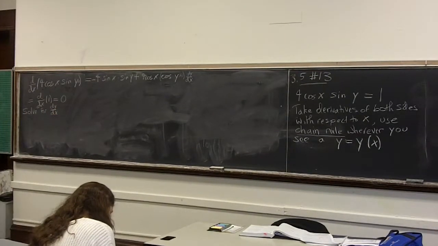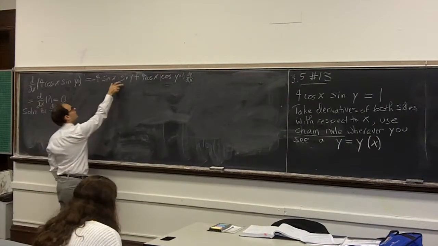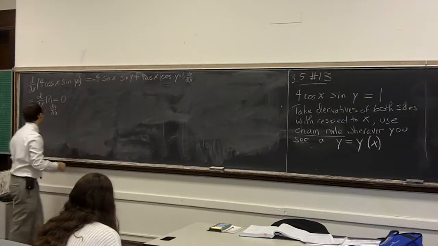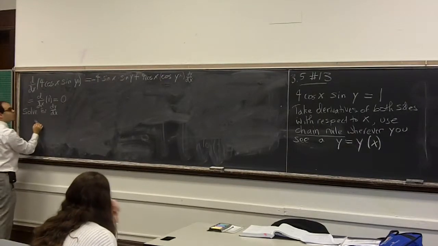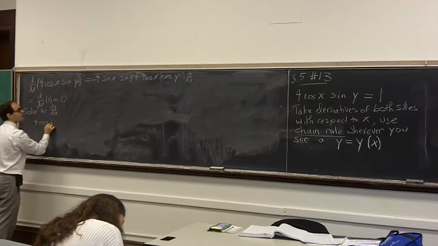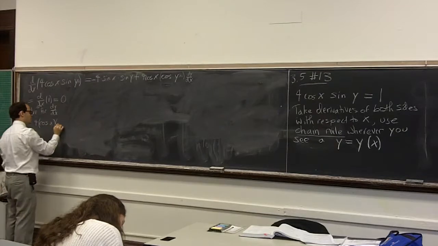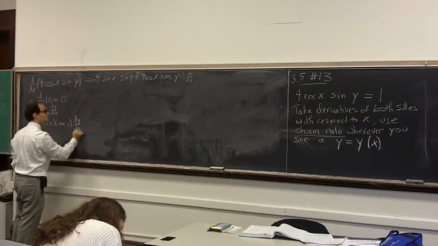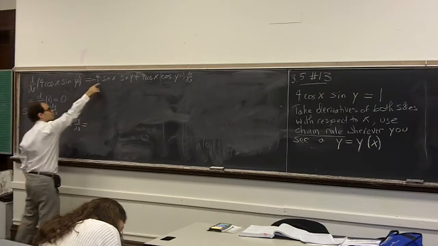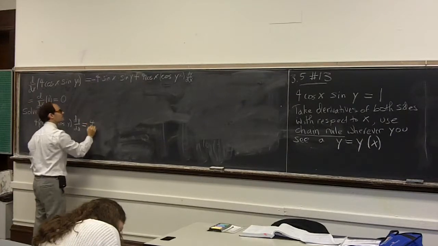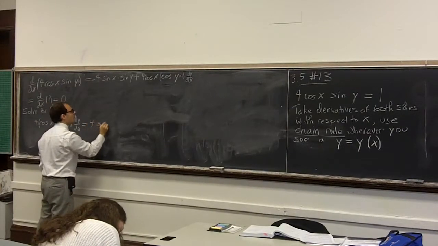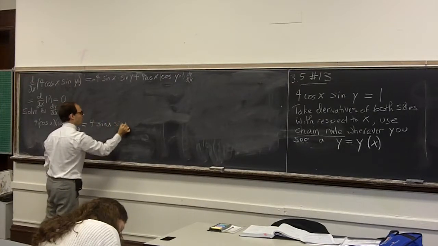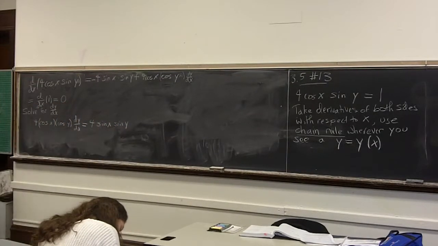We solve for dy/dx. Well, let's see. I guess we want to move this term over to the other side. So we have something like 4 cosine of x, cosine of y, dy/dx. And that's equal to, I'm going to move this over to the other side, so I'm going to lose the minus. 4 sine of x, sine of y.